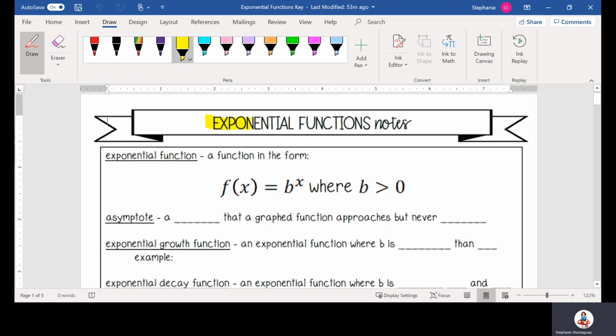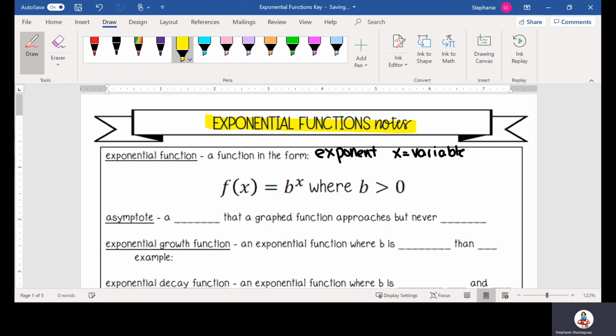All right, today we're talking about exponential functions. Some key features of an exponential function: one, you're going to have an exponent, which is the reason why it's called an exponential function. So x is your variable, but it's also an exponent.